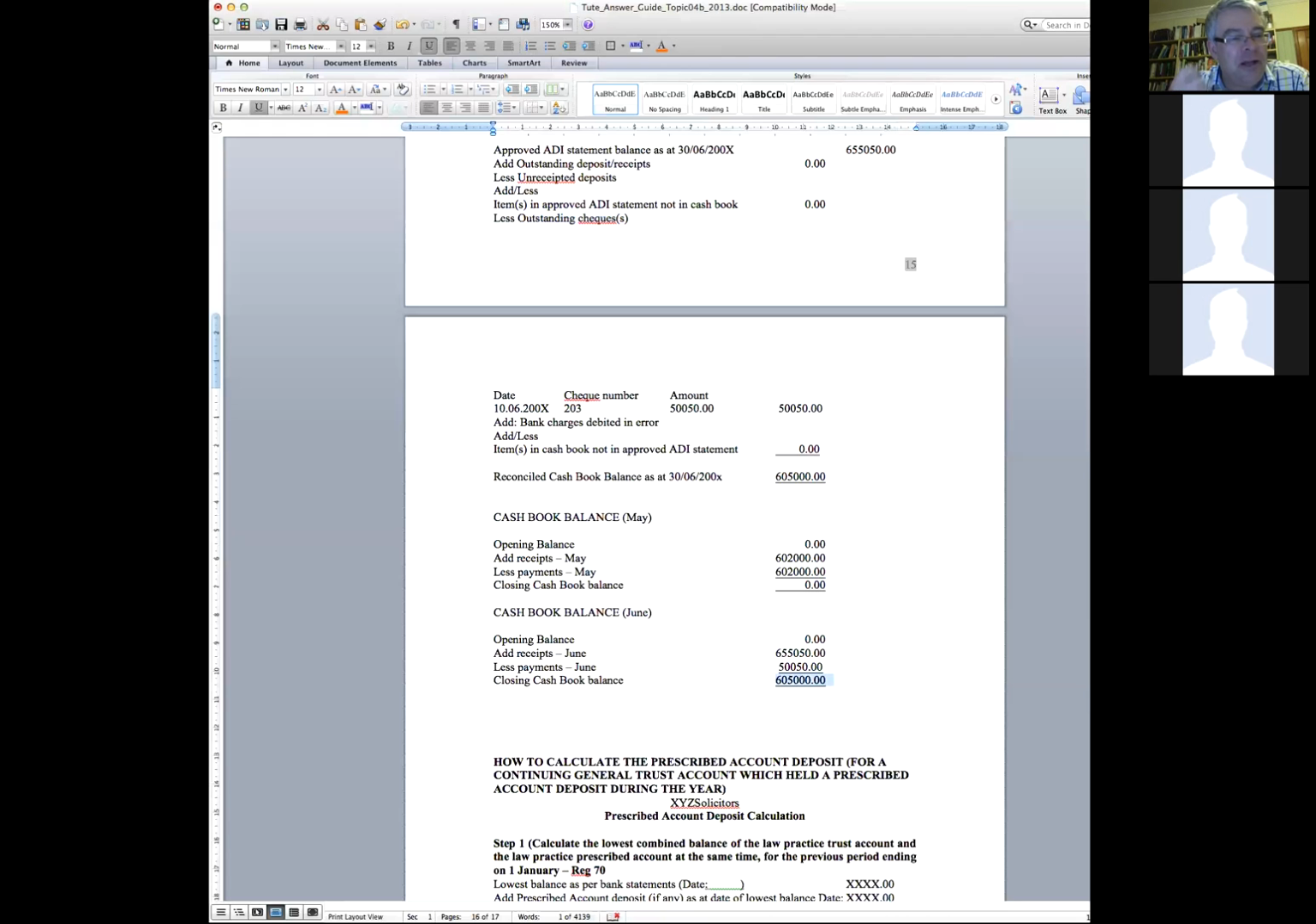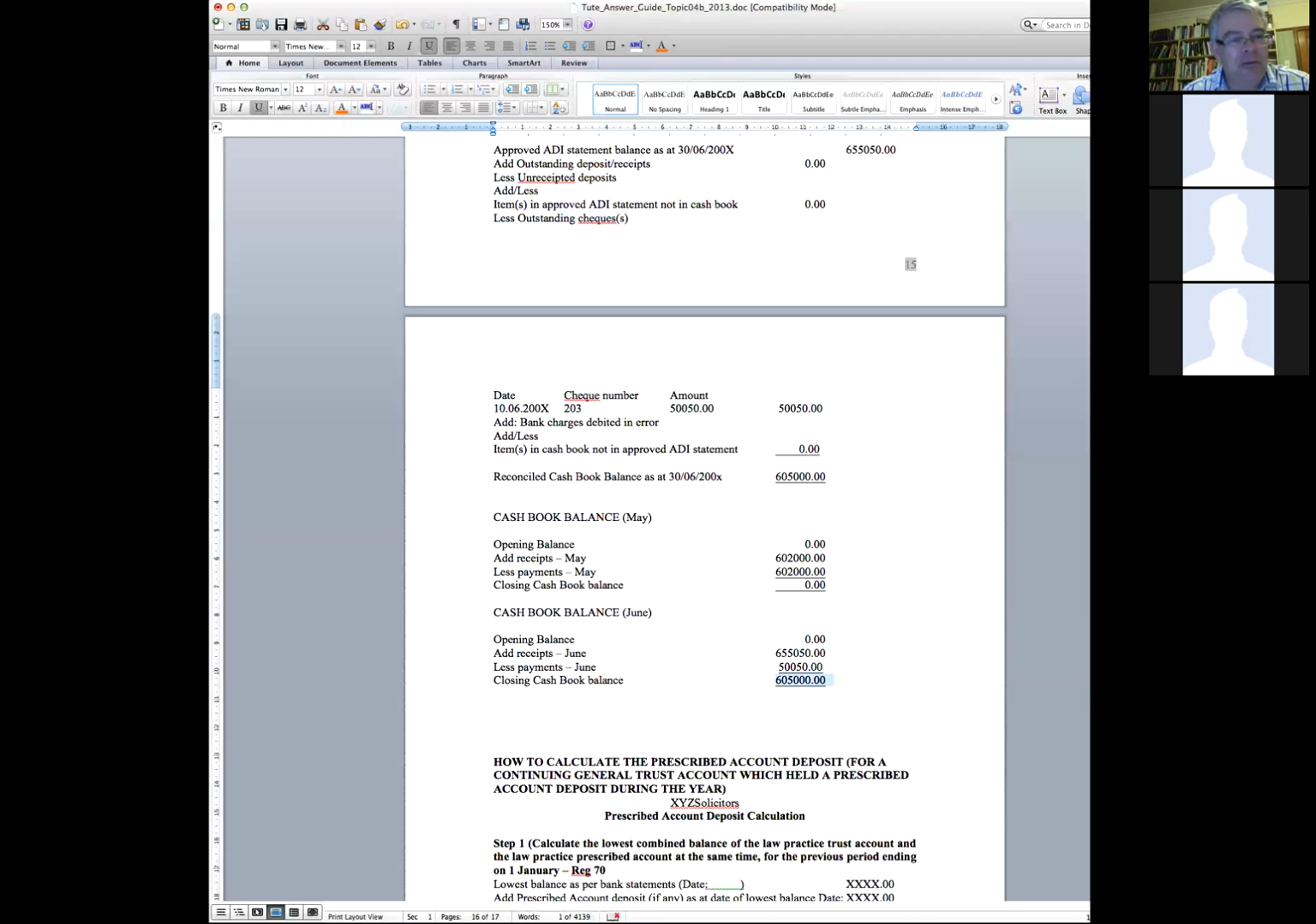So what we want to see in a reconciliation is that the reconciled bank account balance will exactly be the same as the closing cash book balance. And you see in our particular case, that's what's happened. So we have reconciled our accounts. We have accounted for everything. We know exactly what the position is in our bank balance, and all of our trust accounting is correct.